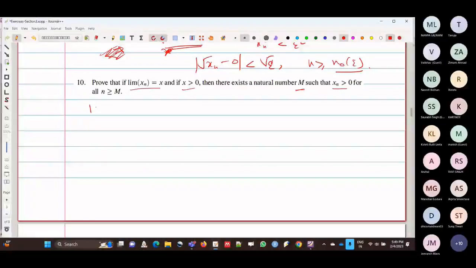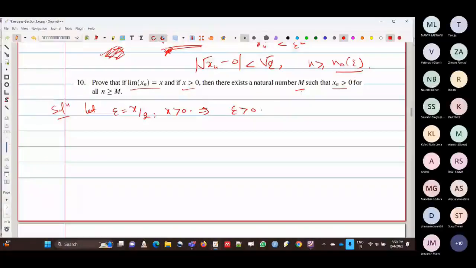So how can we prove this? Let us take epsilon equals x by 2, and of course x is positive. This implies that epsilon is positive. This is always a requirement when we choose epsilon.